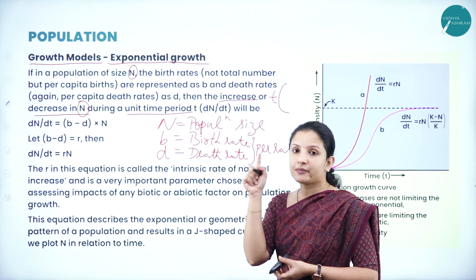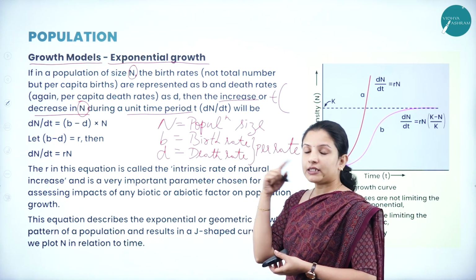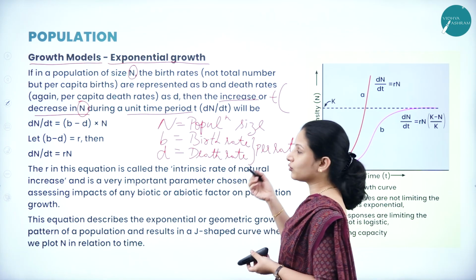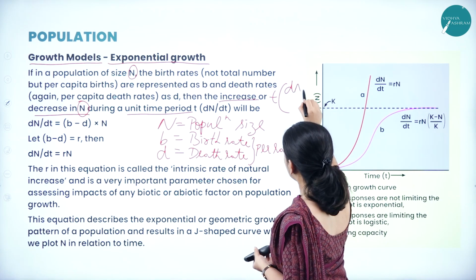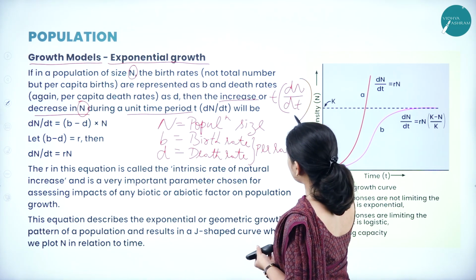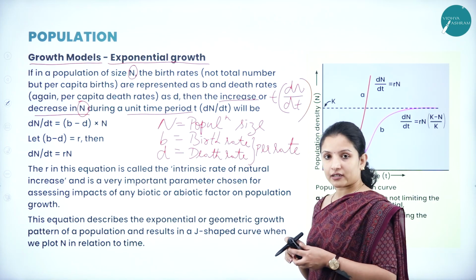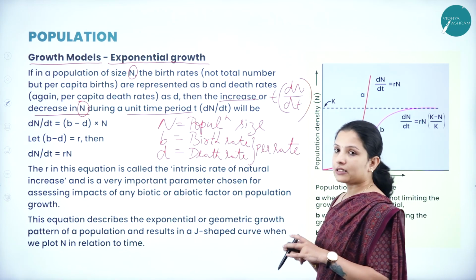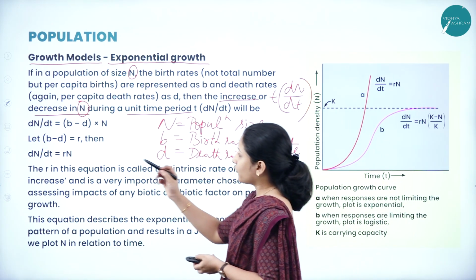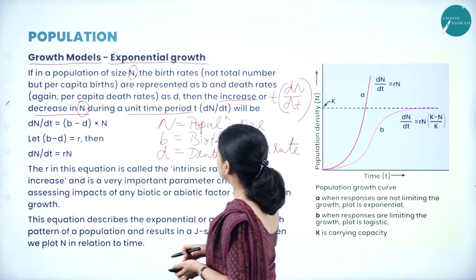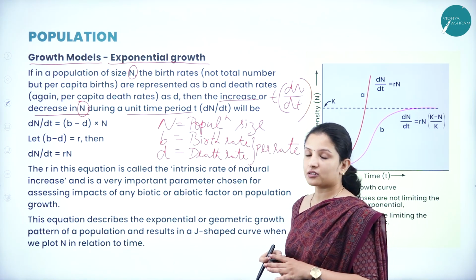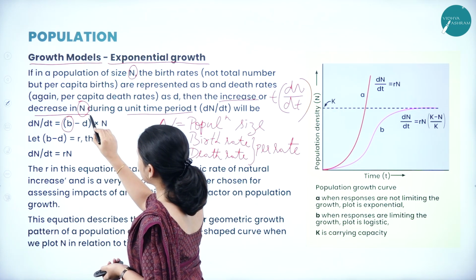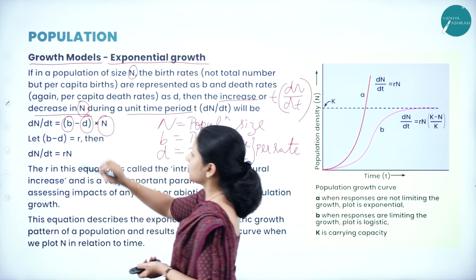Remember there we had written t plus 1. That is, in a given period, what is the total density? So here, in a given time period for exponential growth, it is given by dN by dt. So dN by dt is equal to the increase or decrease in the population at a given period of time, which is equal to birth rate minus death rate into population density.